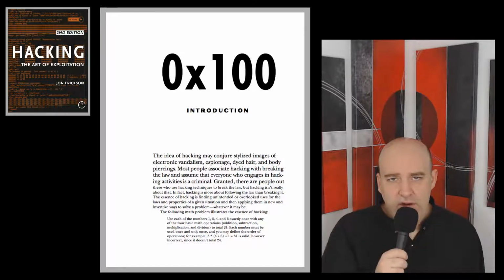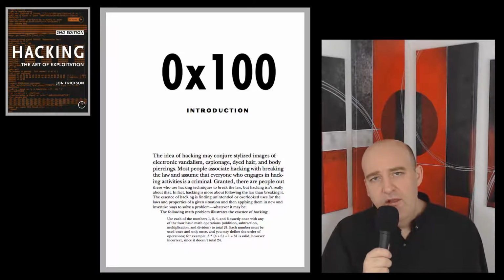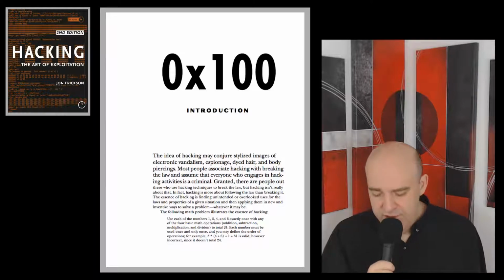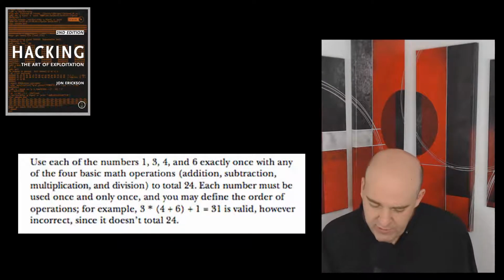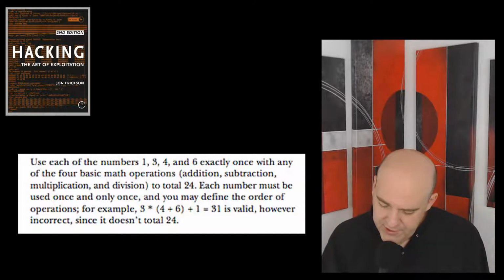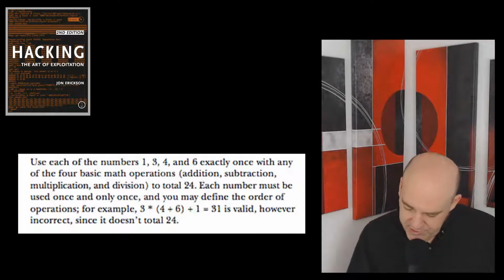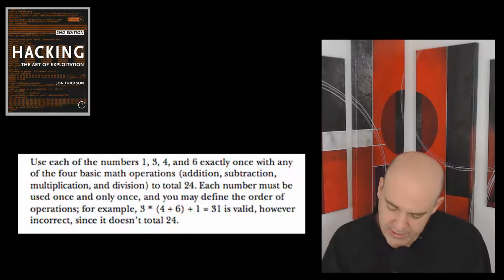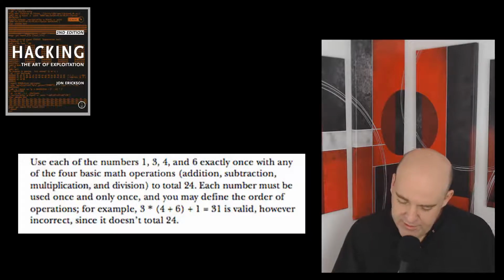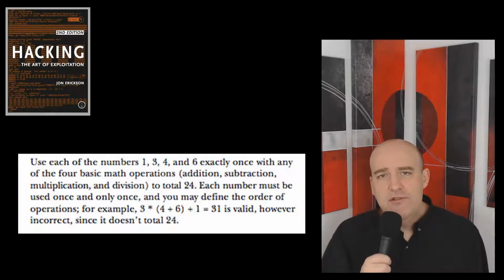In the book Hacking, The Art of Exploitation by Jon Erickson, you'll find the following problem in the introduction. Use each of the numbers 1, 3, 4, and 6 exactly once with any of the four basic math operations, addition, subtraction, multiplication, and division, to total 24. Each number must be used once and only once, and you may define the order of operations.